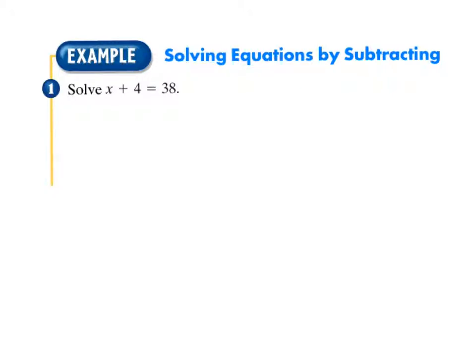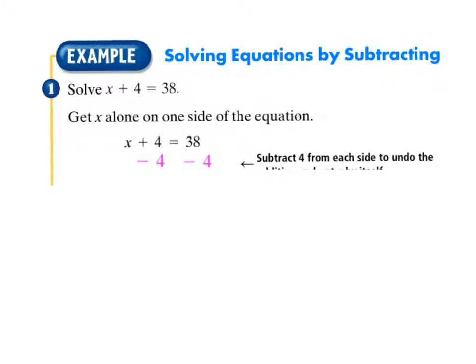Now let's look at solving an equation using subtraction. This is an addition equation that we're going to solve by doing subtraction because subtraction is the opposite of addition. So we want to get the x alone on one side of the equation. Our original equation is x plus 4 equals 38. So if I have plus 4, I want to do the opposite. The opposite of plus 4 is minus 4. So I'm going to subtract 4 from each side to undo the addition and get the x by itself.